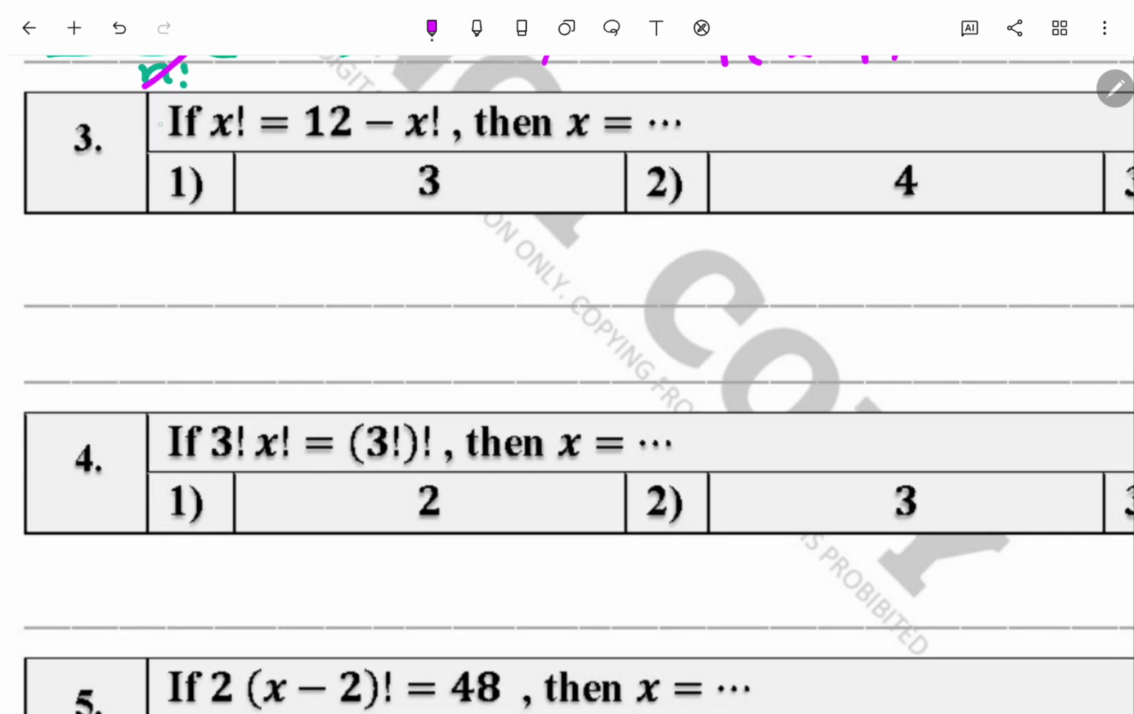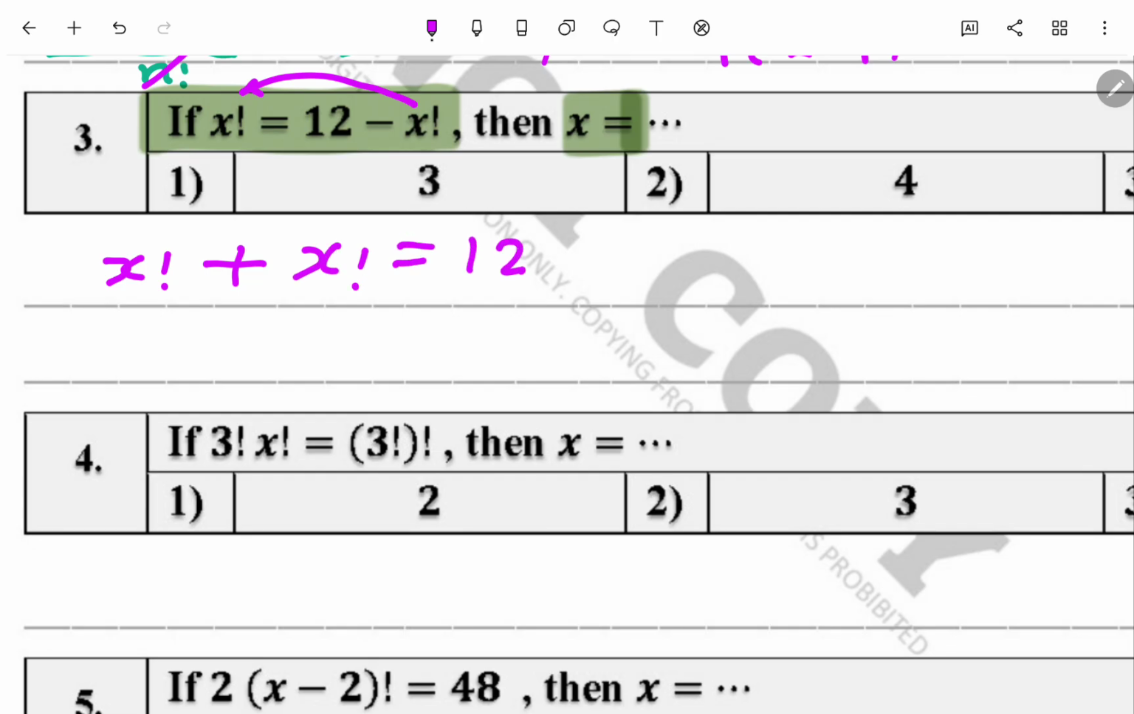Here you have x! equals 12 minus x!. Then we need to find the value of x. I can see that I can move x! from the right side and combine it with the x! on the left. That will give you two of them: x! plus x! equals 12. Adding the same terms will give you double of them, which is 2 times x! in a bracket equals 12.